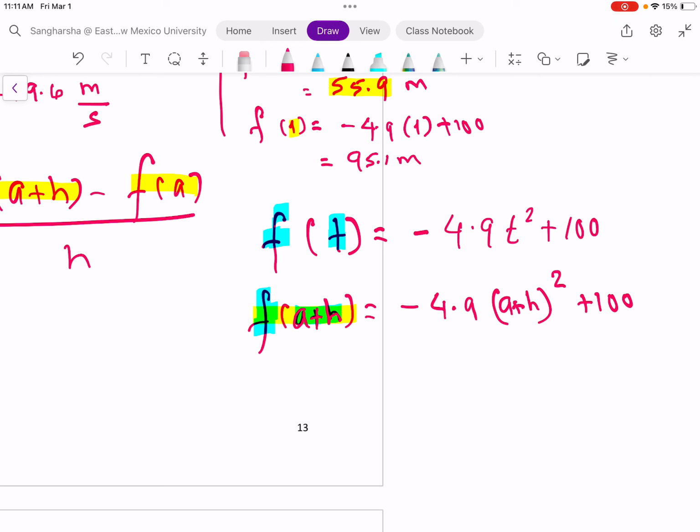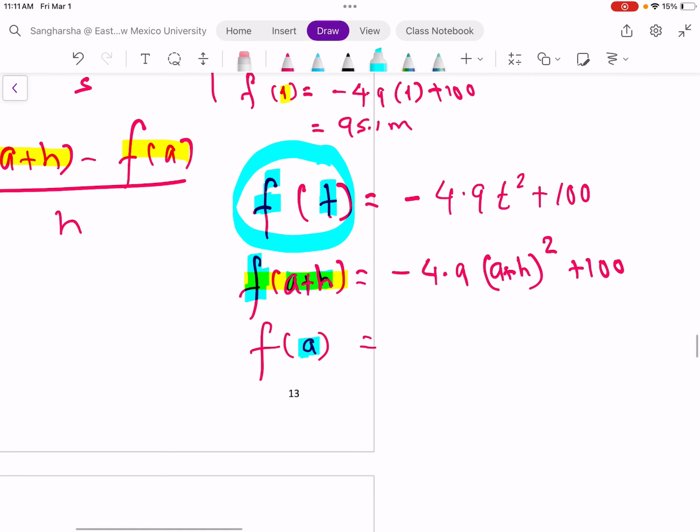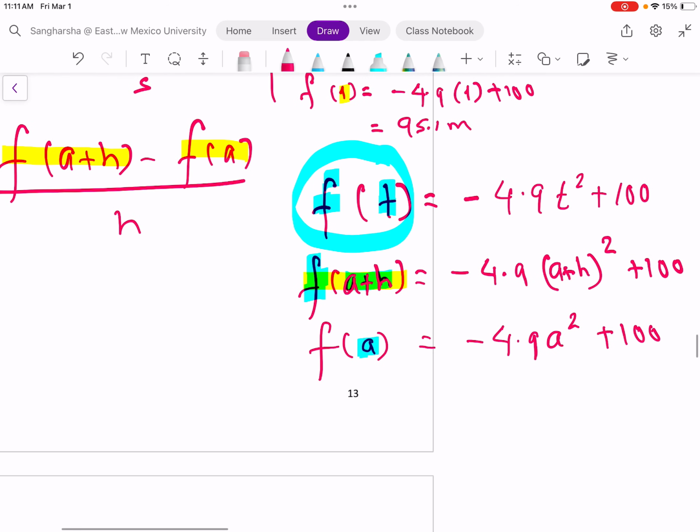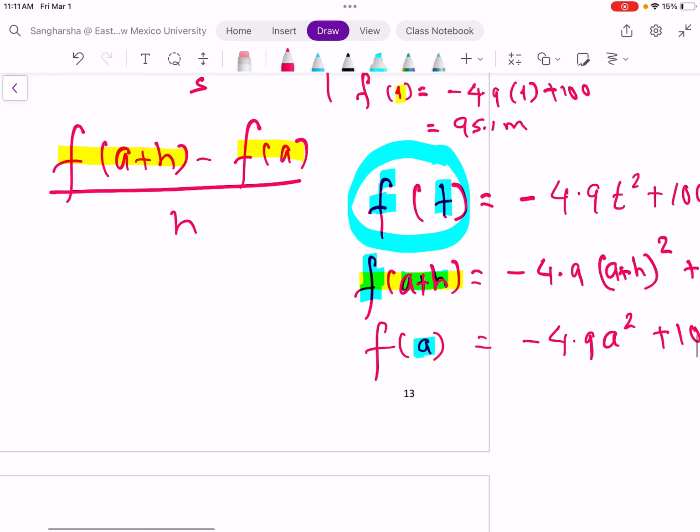Now let's find f of a. What would be f of a? Your input is a now. You just compare with this expression to find the input. For t we have a, it means a is our input, and for every t we substitute a. So we have negative 4.9 a squared plus 100. So this is our f of a. Now we substitute f of a plus h and f of a in this difference quotient, and we simplify. Okay, let's go ahead and do that.